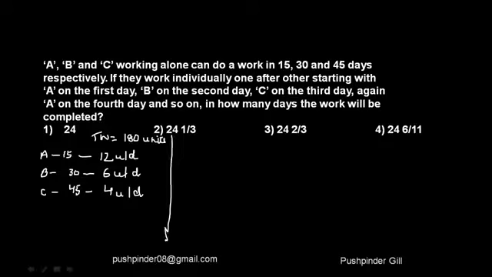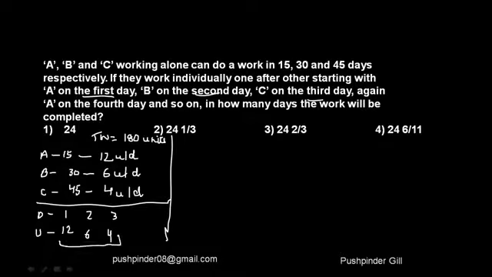So now let's get with the question. Days are here and units are here. A works on the first day, B on the second day, and C on the third day. So A works on the first day and finishes 12 units. B on the second day finishes 6 units. C on the third day finishes 4 units, and that's how the cycle repeats. Which means that in a span of 3 days, they are going to finish 22 units.